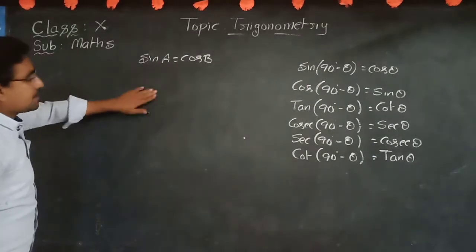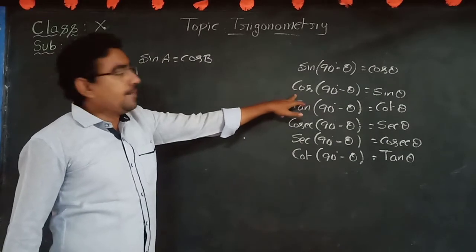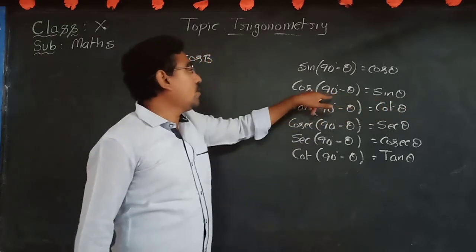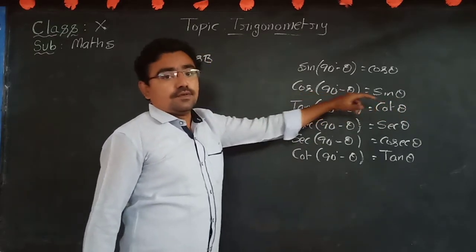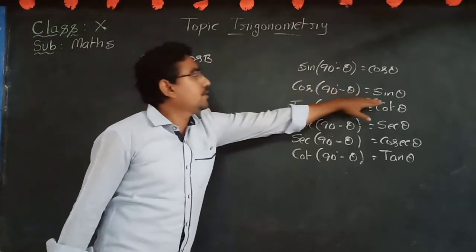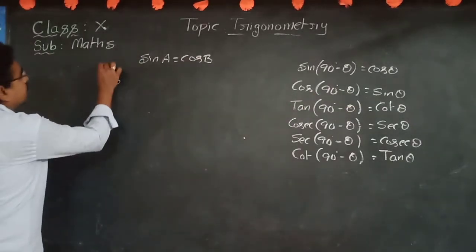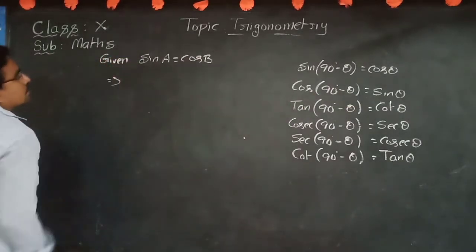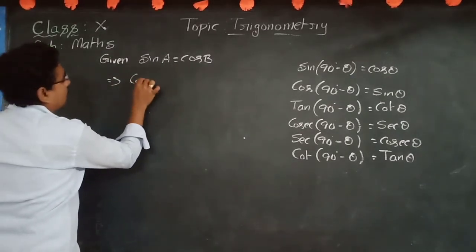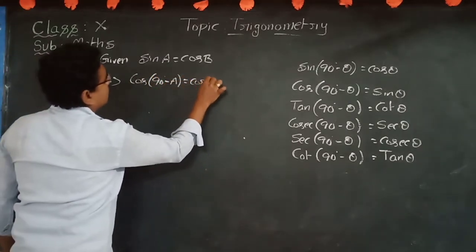So in place of sin, what can you write? Cos of 90 minus theta, you can write, no? Assuming theta is A, sin A equals what can you write? Cos of 90 minus A. This implies, from the given sin A equals cos B, what I am writing is cos of 90 minus A equals cos B.